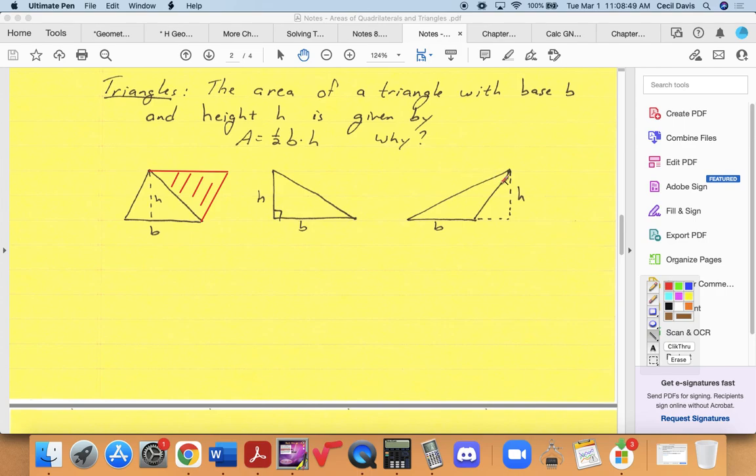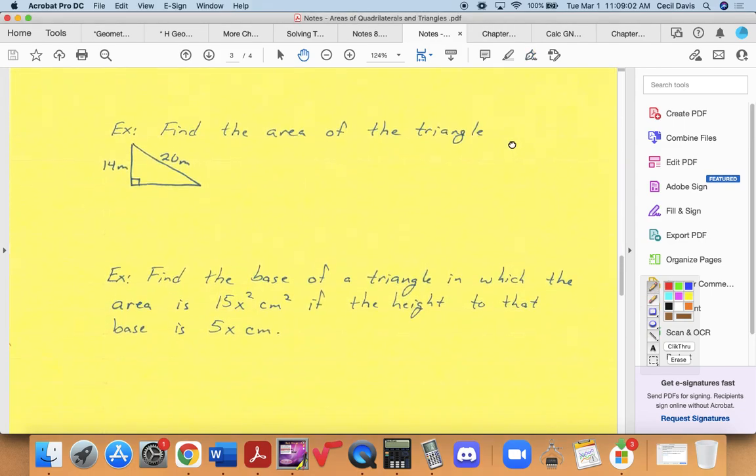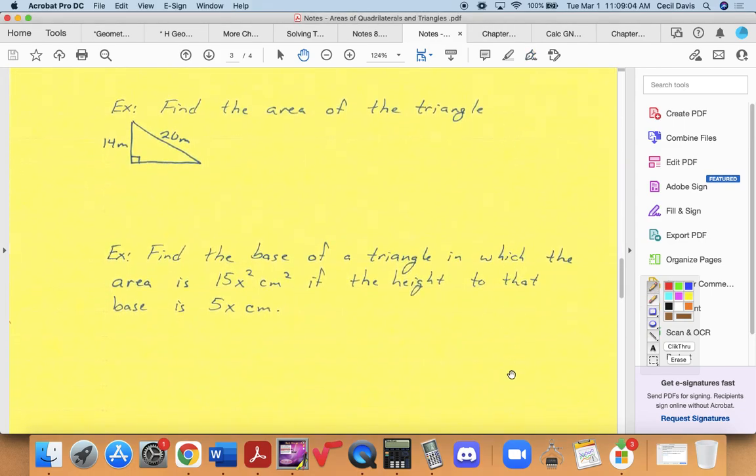Now, occasionally, you probably haven't seen a lot like this, but occasionally the height has to be outside of the figure, just like in the example we did just a minute ago. All right, page 3. That's if the angle at the bottom is an obtuse angle, the height is going to be outside of the triangle.